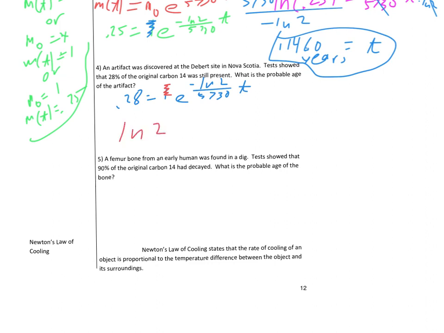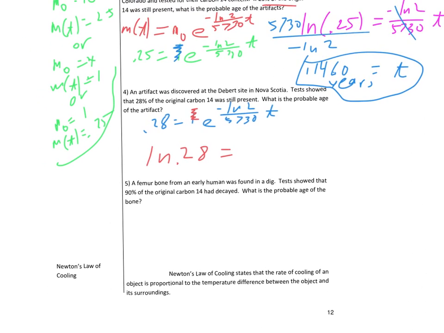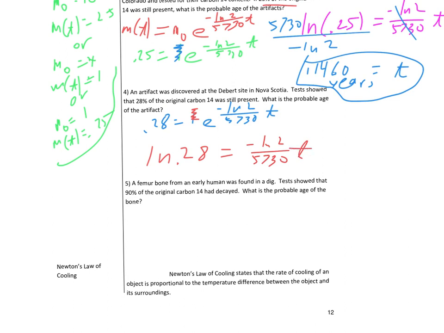So then I could say ln of 0.28 equals negative ln2 divided by 5730 times t. And we'll multiply by the reciprocal there, 5730 over negative ln2, both sides, of course.